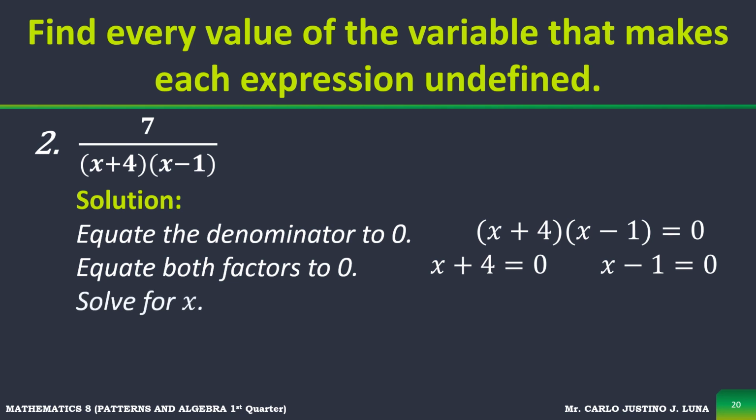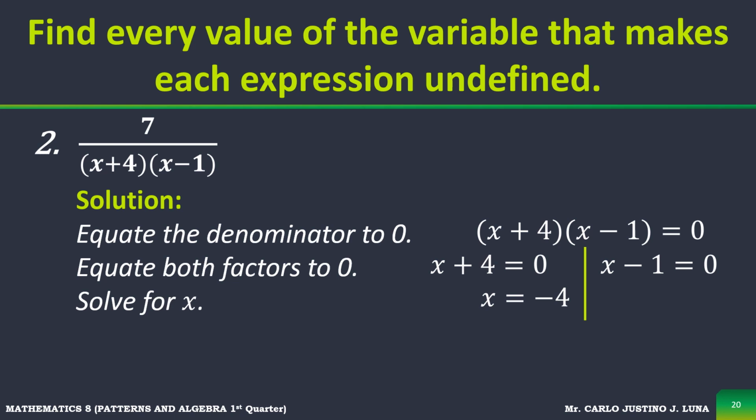Next step is you solve for x. So, dito sa right side, x plus 4 equals 0. Kailangan mawala yung 4 sa left. So, ililipat mo siya sa right. Transposition ang tawag doon para shortcut na lang. Kapag tayo ay nagtatranspose, we are changing the sign. So, ang positive 4 ay magiging negative 4.